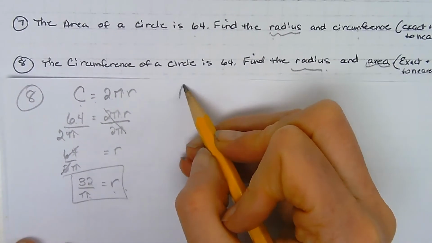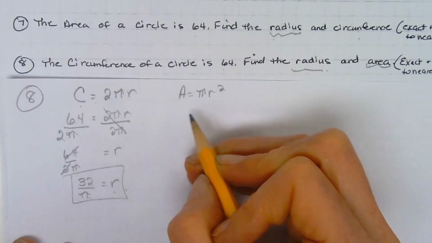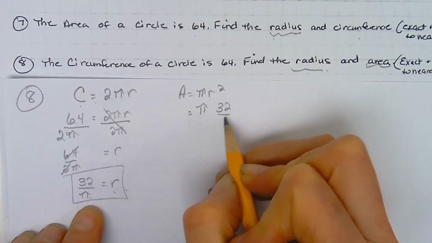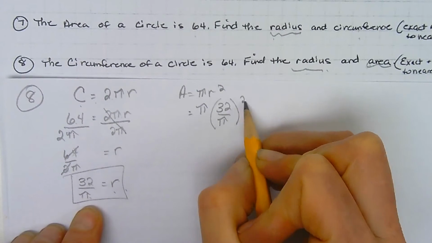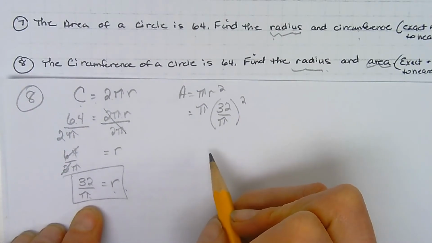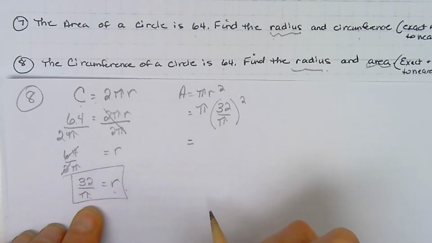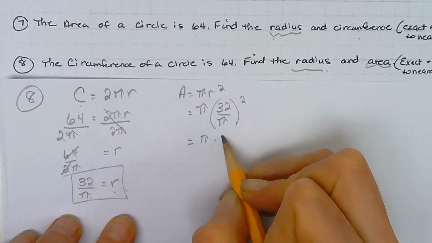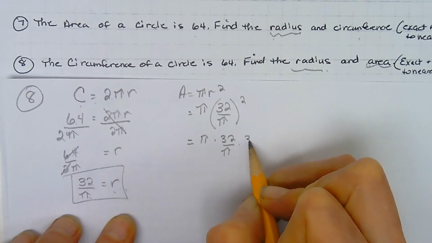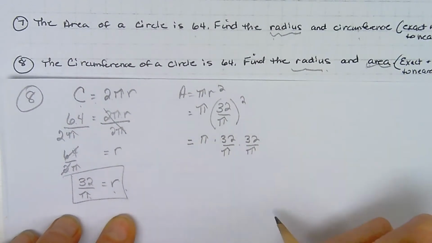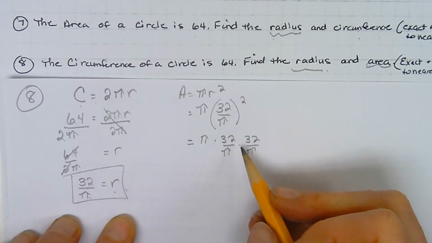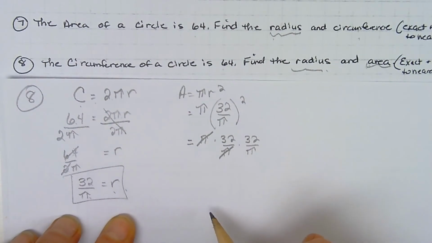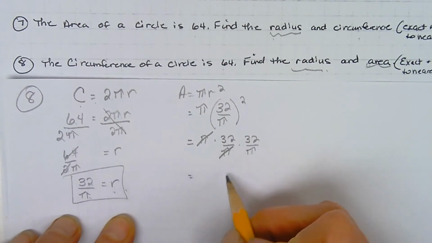I'm going to use this radius in the area formula. The area of a circle equals pi r squared. So the area is equal to pi times 32 over pi, this whole thing squared. Well, there's a few ways I could go about this, but I think I'll do it like this. Pi times 32 over pi times 32 over pi. I'm just going to multiply that out. So 32 times 32, well, let's cancel some pi's here. And we get 32 times 32 over pi.